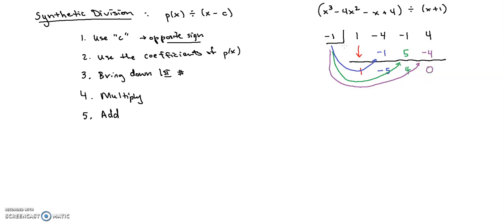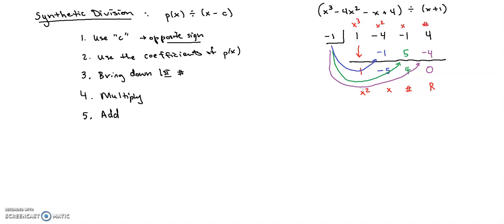Hopefully you can follow those arrows. So you bring down the first number, multiply, add, multiply, add, multiply, add until you run out of numbers, and then you're done. Now, starting from the back and going forward, this last number is your remainder. This is your constant, your number by itself. This is your x term. This is your x squared term.